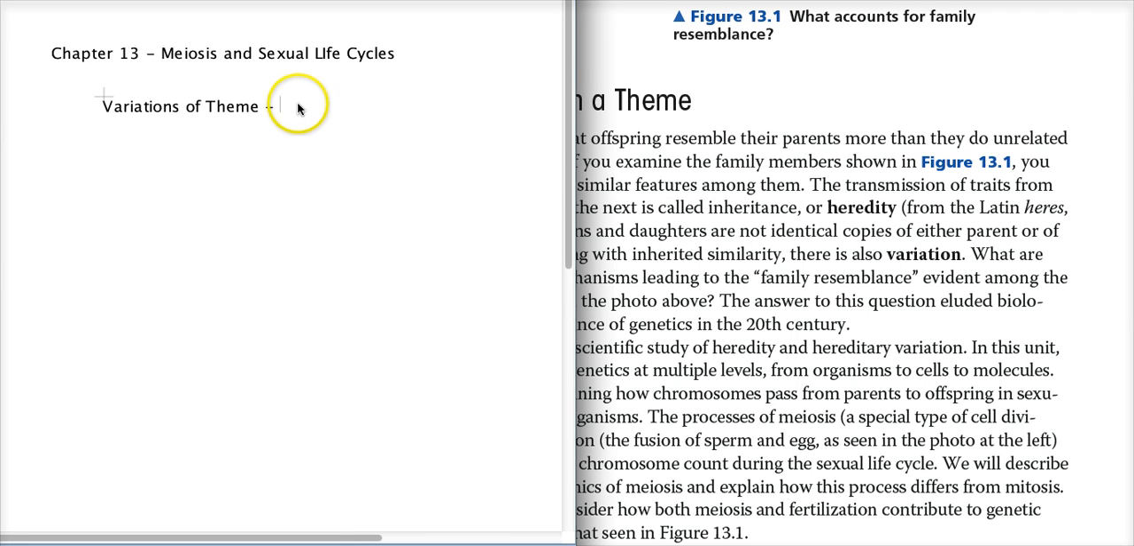What are they talking about? Well, before we get to heredity, they're talking about that what? Children are what? Similar. All right. And you'll see that I am not a good speller, but I'm trying. Children are similar, okay, but different. Why is that? Well, we're going to get to that, variations of a theme. That's basically what they're after in that picture.